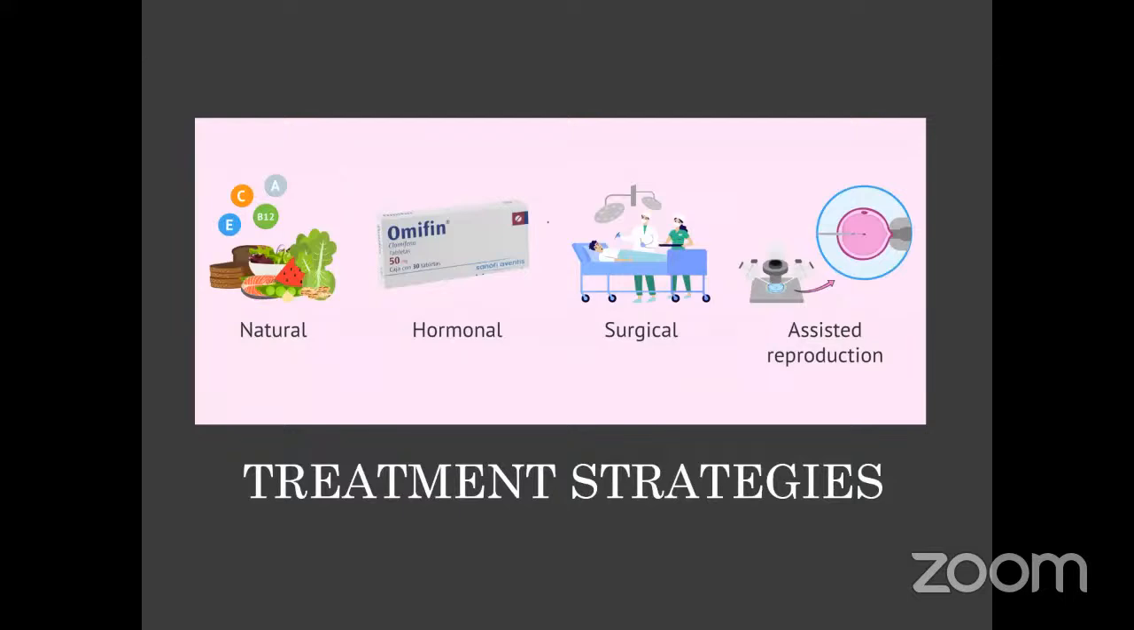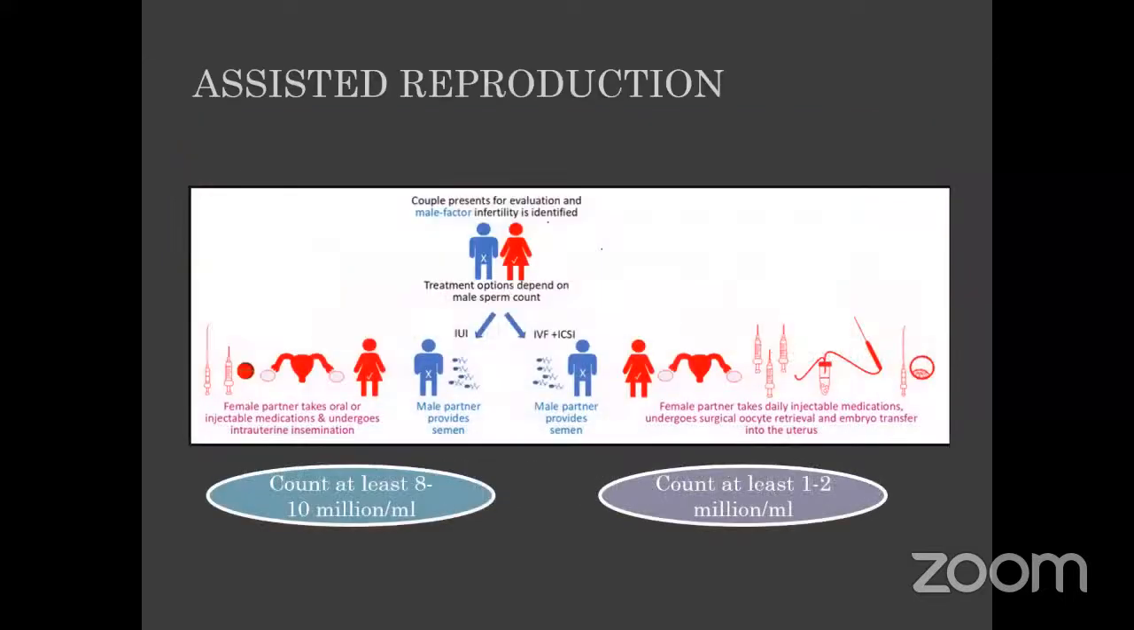Once we get past these natural treatment strategies, the other tools in our arsenal are hormonal treatment, mainly a drug called clomiphene, surgical treatment if there is a varicocele, and last and final is assisted reproduction, which comes under our gambit. Next. So, what are the options for assisted reproduction in male infertility?